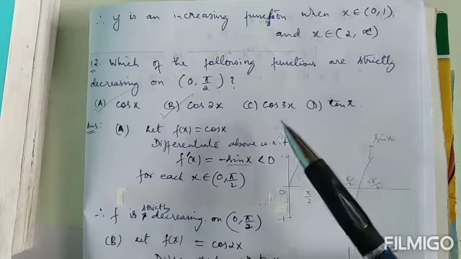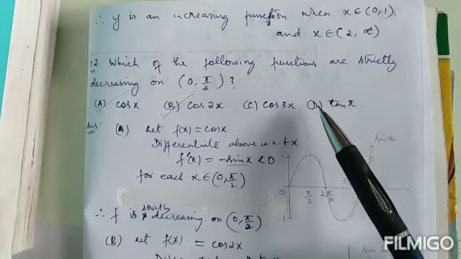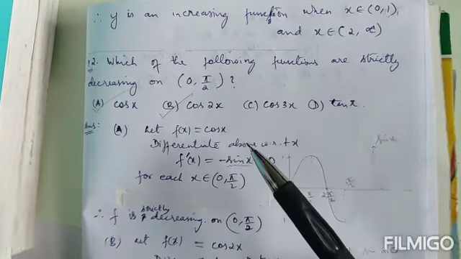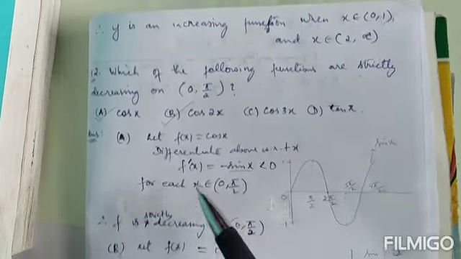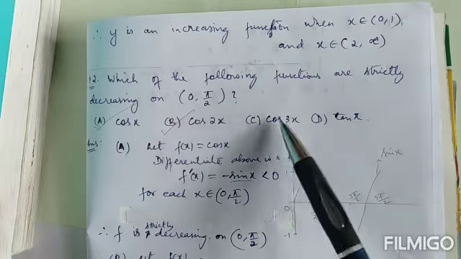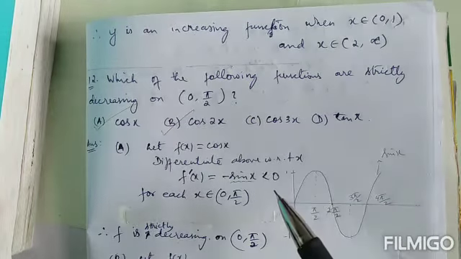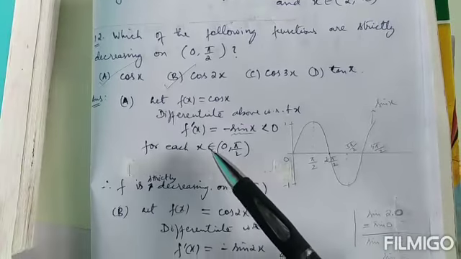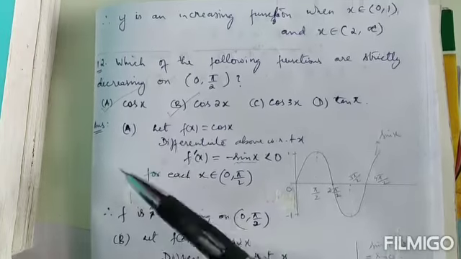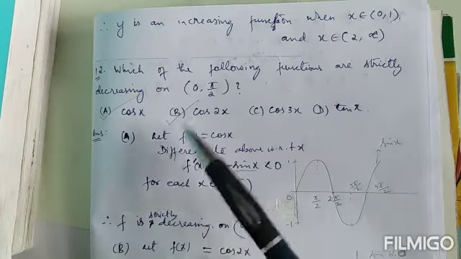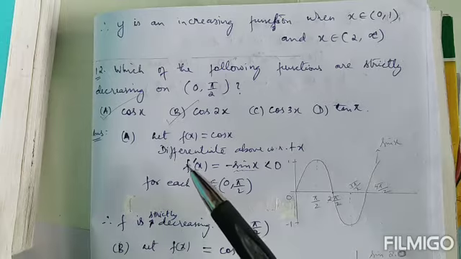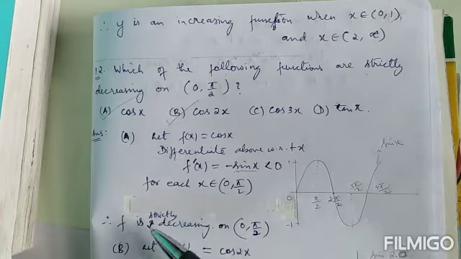Question number 12. Which of the following functions are strictly decreasing on 0, pi by 2? Functions are given: cos of x, cos of 2x, cos of 3x, tan of x. I have already ticked the answer here. It is number A and B. But to know the answer, you have to calculate the very long way.